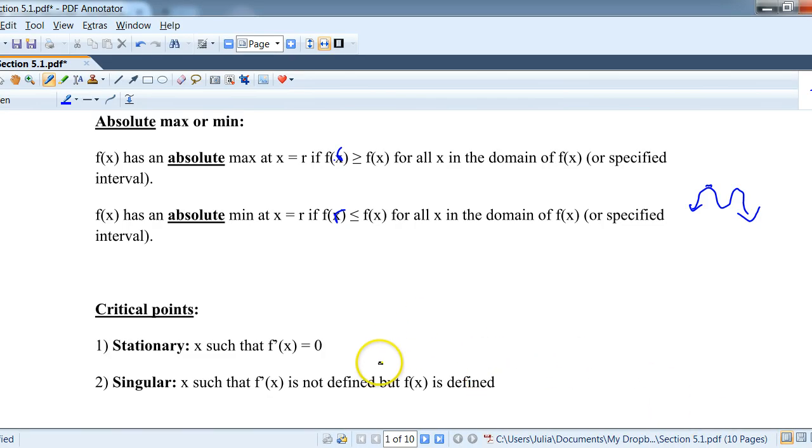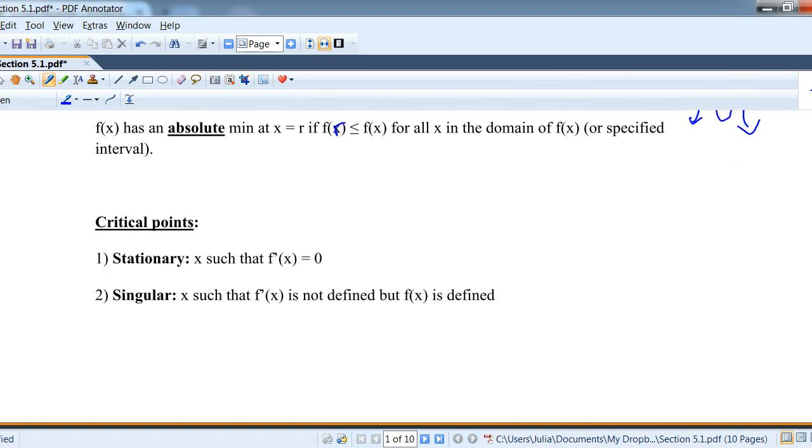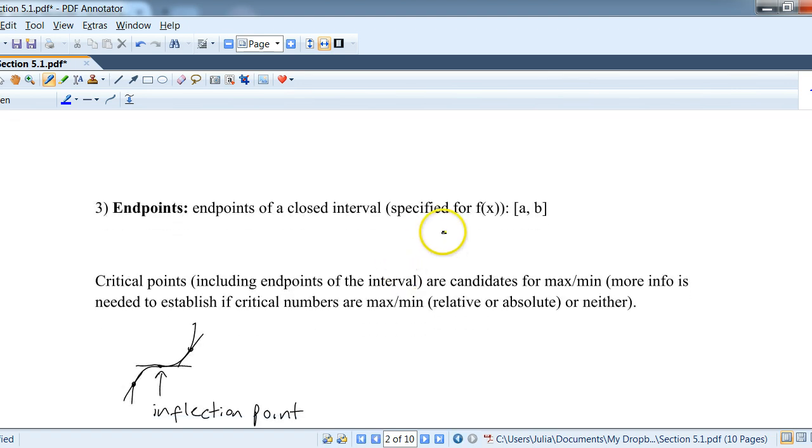So critical points, the way we defined them before, we can define in three different ways. Stationary points are x such that the derivative at those points is 0, versus singular points, x such that f prime of x is not defined, but f of x, the original function, is defined. Again, it's usually a sharp or cusp point, for example. And endpoints of a closed interval, for example a, b, if they're included.